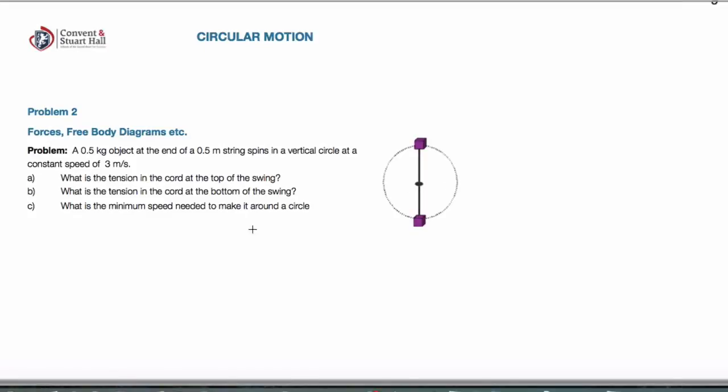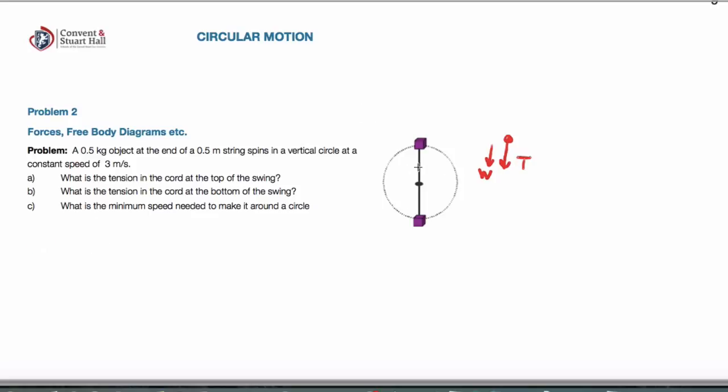All right, everybody, let's take a look at problem A for problem number 2. So we've got this cord, we're at the top of a swing, and so we're going to have the tension pointing down, and we're going to have the weight pointing down here. So for A, this is just for part A.